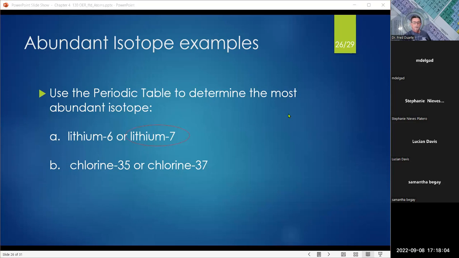Okay. Next question is, what about chlorine-35 or chlorine-37? You do the same thing, pull up the periodic table.